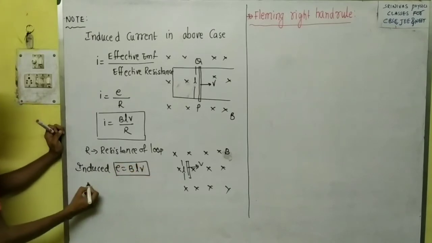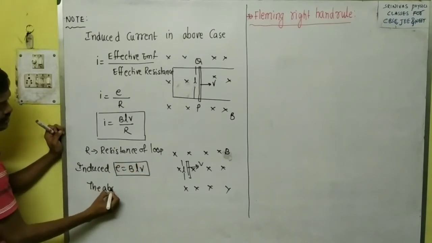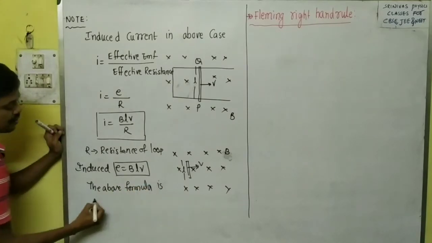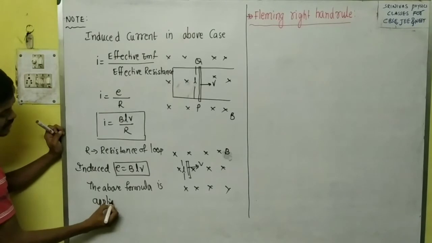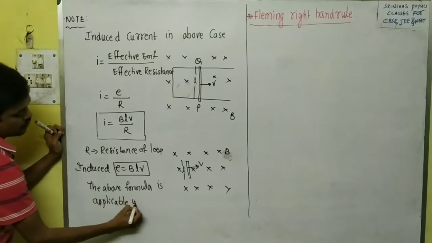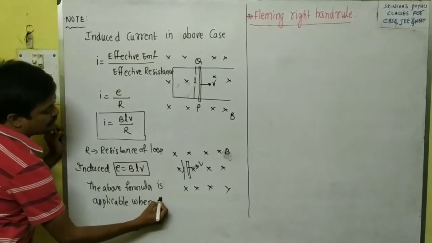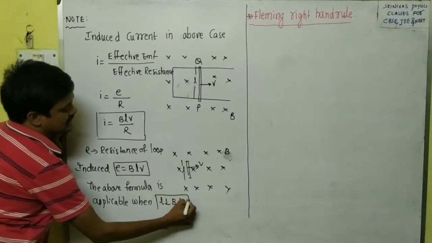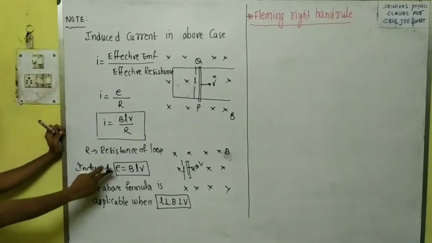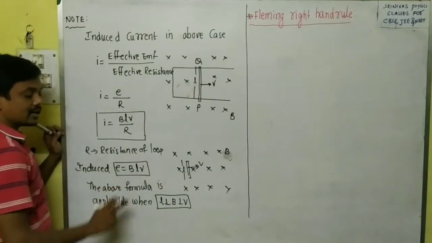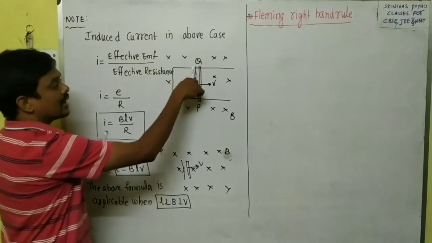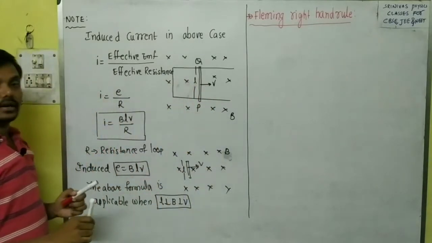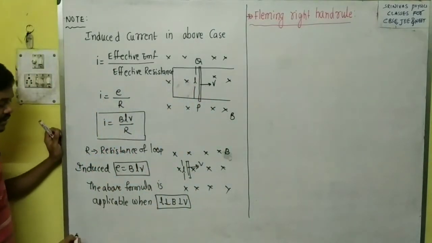The above formula is applicable when L is perpendicular to B and perpendicular to V. If these conditions are satisfied, then only this formula is applicable. That means B, L, V, the three are perpendicular. Look here, L is like this, V is like this, perpendicular. B is inward, all are perpendicular. In this case only we will use it.